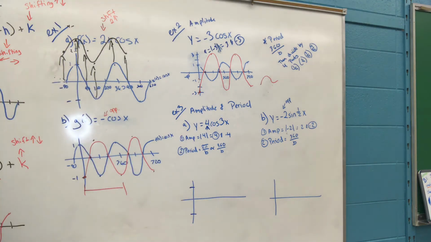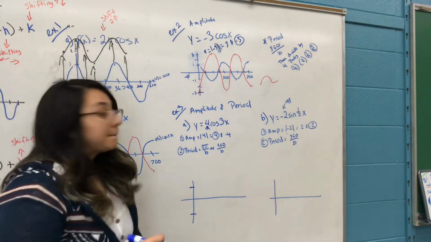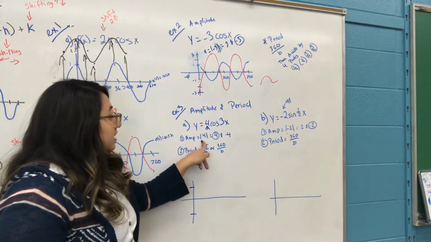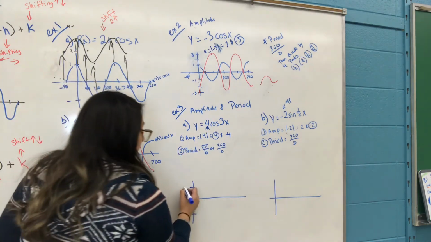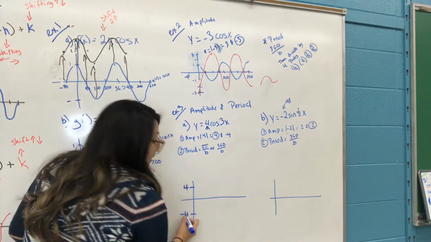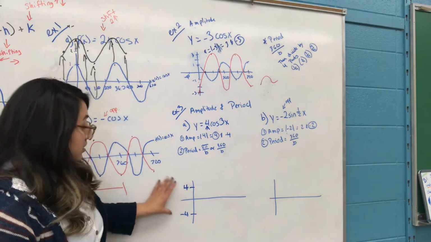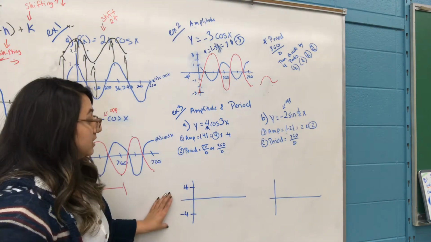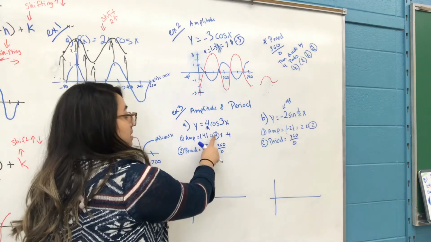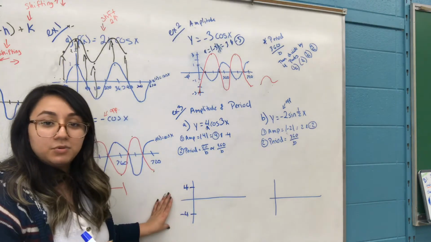So the amplitude for this first equation, example 3, now we're on page 423, is 4. So that means we have a 4 up here and we have a -4 down there. So that's where our starting and ending points, the minimum and maximum points, are. But here, it's a positive, so remember, you're starting at the +4.